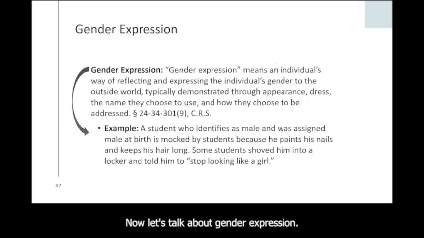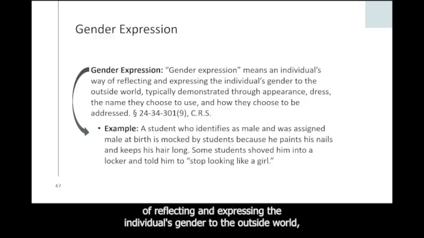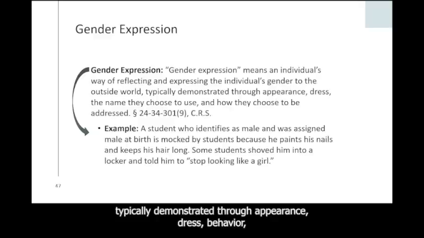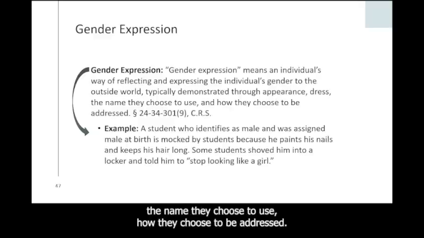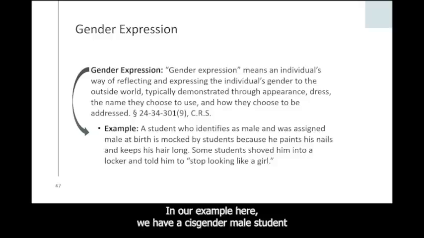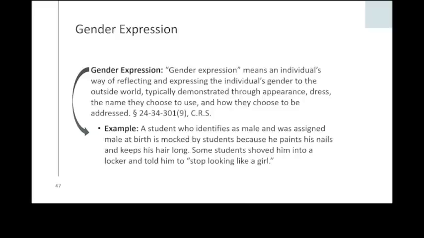Now let's talk about gender expression. Gender expression is defined in Colorado law to mean an individual's way of reflecting and expressing the individual's gender to the outside world, typically demonstrated through appearance, dress, behavior, the name they choose to use, how they choose to be addressed. This can apply to transgender or cisgender students. In our example here, we have a cisgender male student whose gender identity and sex assigned at birth are the same, but who expresses himself in ways that other kids mock as, quote, female, because he paints his nails and wears his hair long.